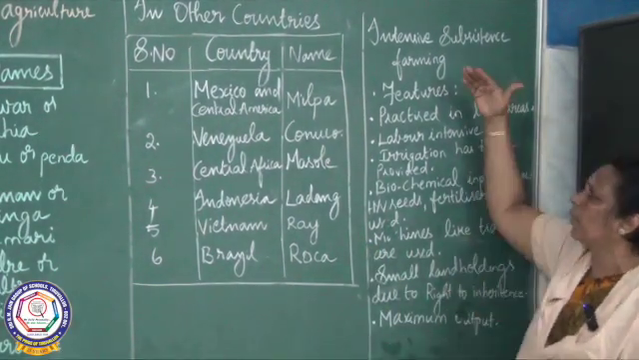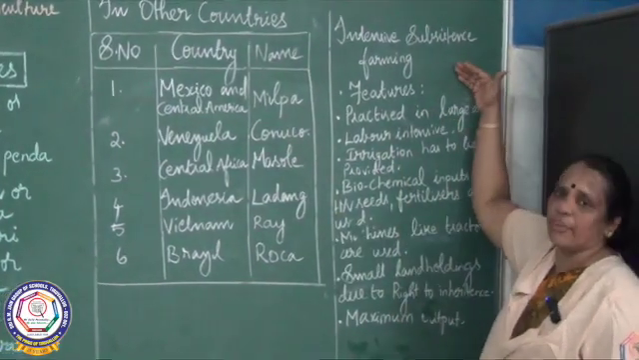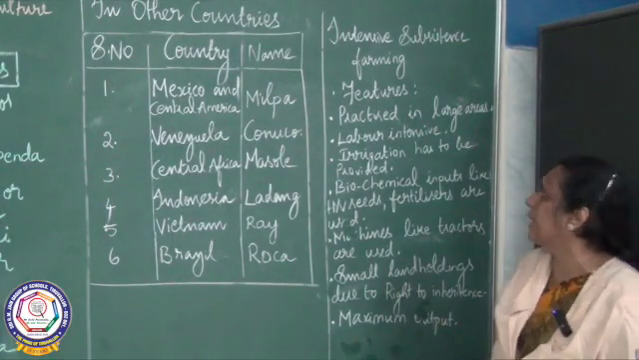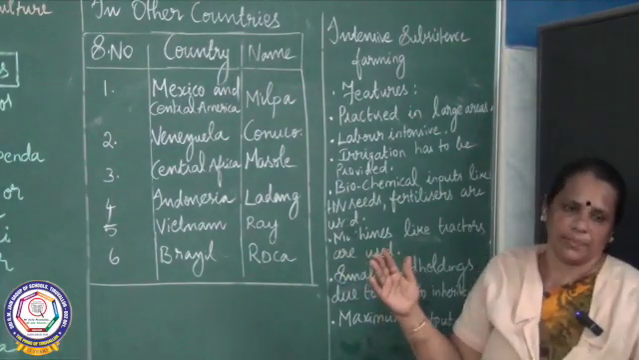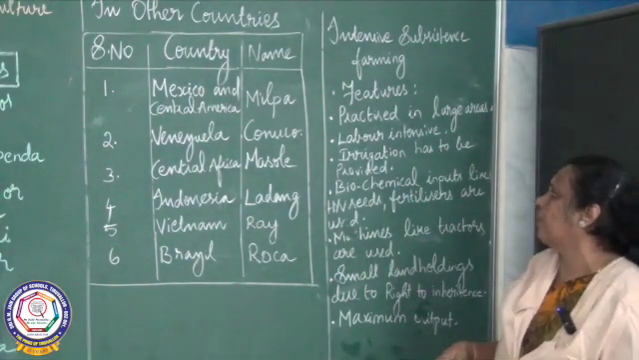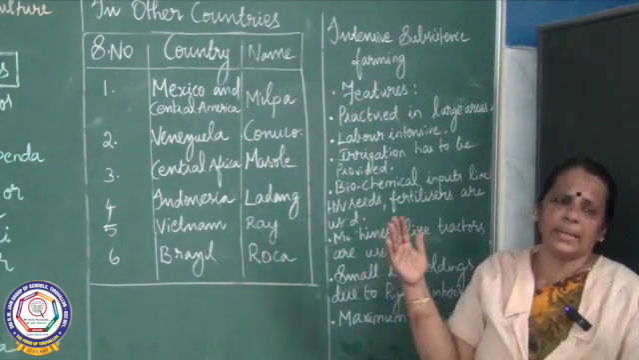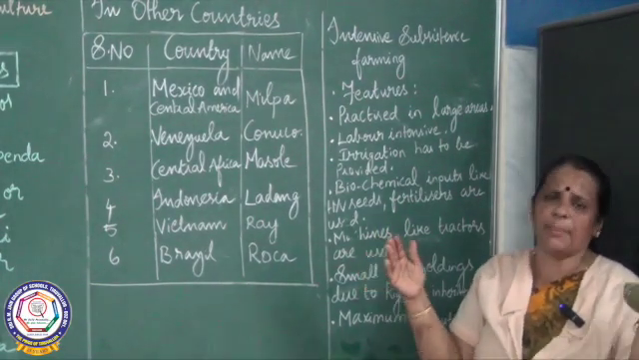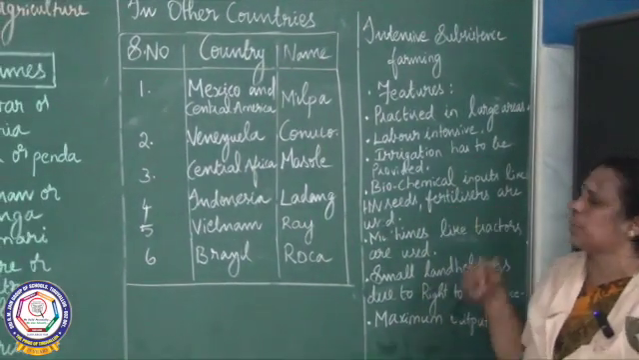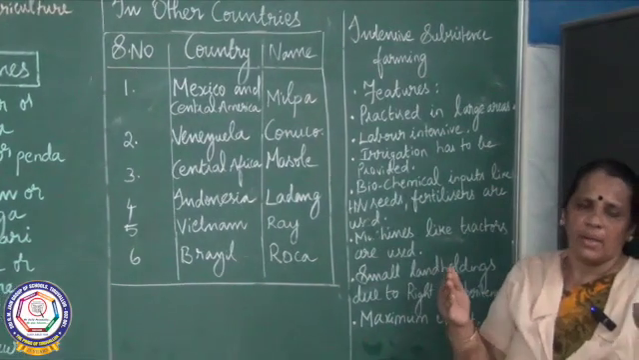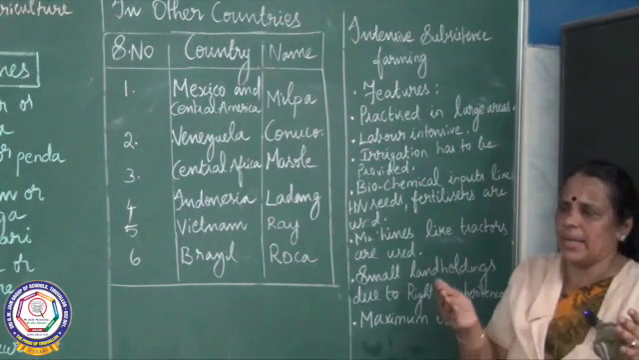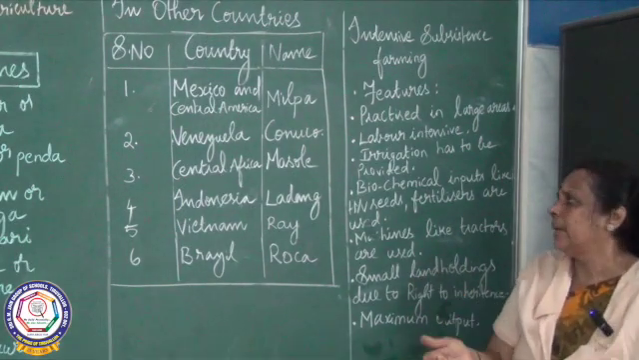The next one, we are going to talk about the other important type of farming, that is intensive subsistence farming. The first feature is, it is practiced in large areas. Then the next one is labor intensive, so we have to hire laborers from outside; the labor requirement is greater. The next one is irrigation has to be provided. We cannot depend on monsoon, so irrigation facilities have to be provided by digging canals or wells.